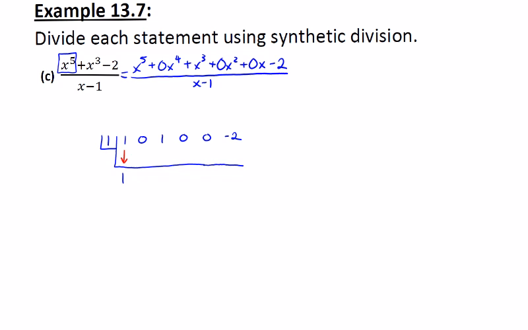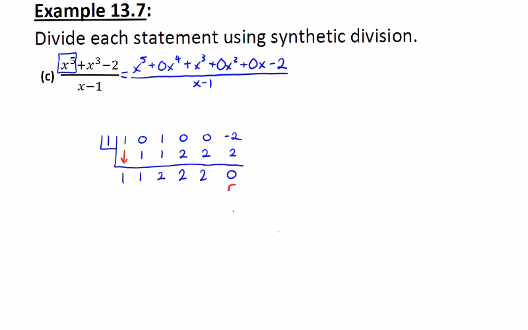1 times 1 gives us 1. 0 plus 1 gives us 1. 1 times 1 to get 1 again. Finally something new. 1 plus 1 to get 2. 1 times 2 gives us 2 again. 0 plus 2 is still 2. 1 times 2 is still 2. 0 plus 2 is still 2. 1 times 2 is still 2. And then I add negative 2 plus 2, and I finally get something different. I get 0.